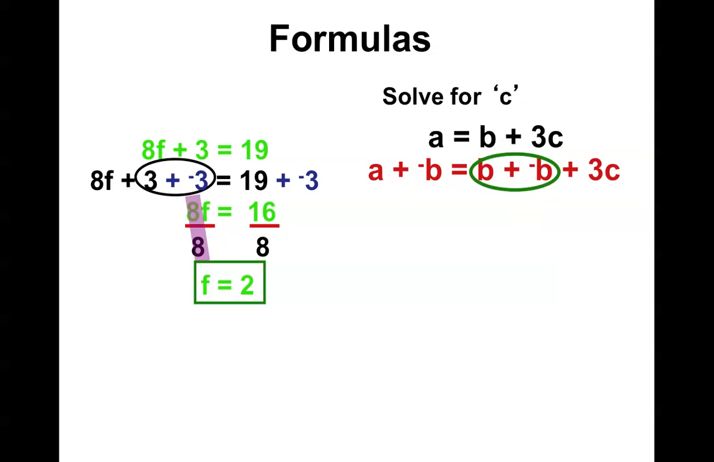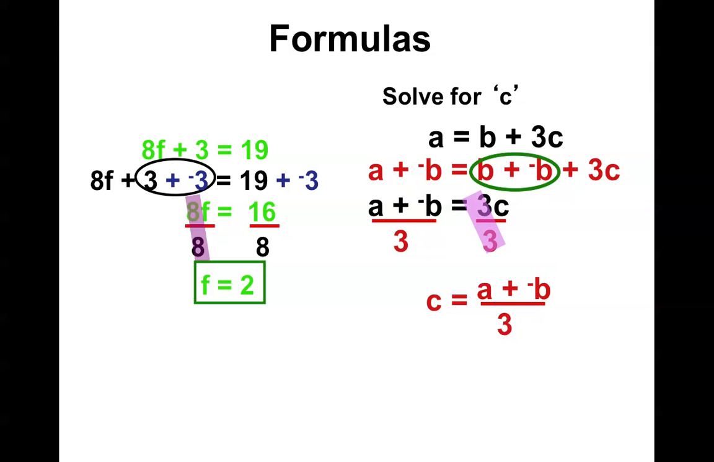Notice how I get a zero pair. The interesting thing over here, which actually makes it a little bit easier, is a and b, we don't know what those are. So we cannot add them together. So we just leave it. Now, how do I isolate the c? I divide by 3 and divide by 3. Once again, the only thing that's different is, since I couldn't add these together, I have to divide the whole thing by 3. And that's why the answer is c equals a plus negative b all over 3.